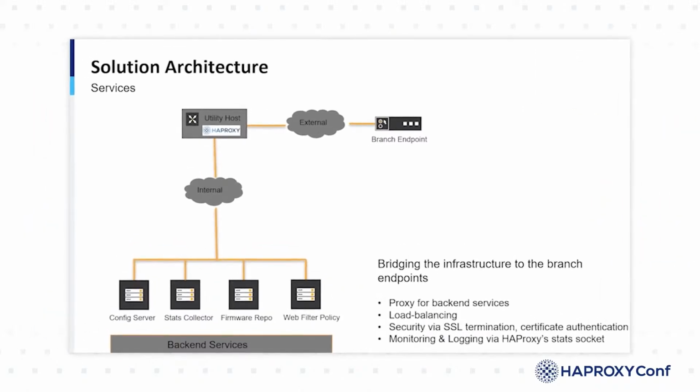The firmware repos are basically just plain HTTP servers that will be used for serving firmware upgrades for the branch endpoints. So this will require a lot of bandwidth, and performance is really something that we're looking for in the utility host for this server, because if we have thousands of branch endpoints that start downloading the firmware upgrades, then we really need the performance of the utility host to be on par with that demand.